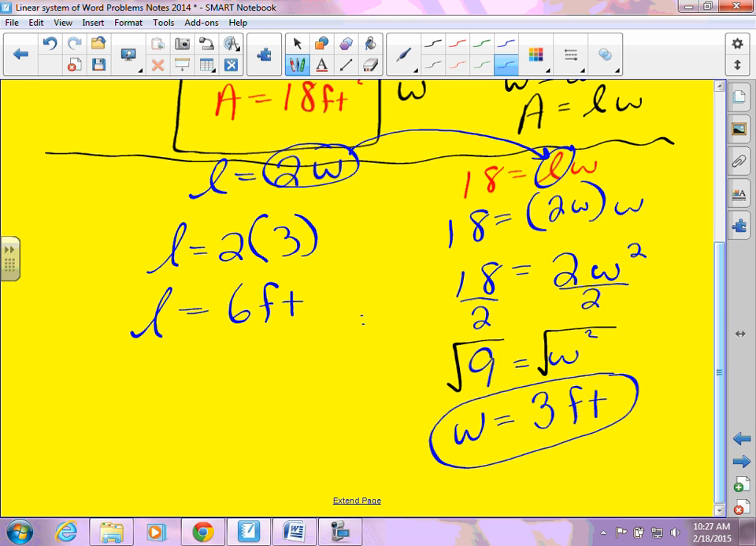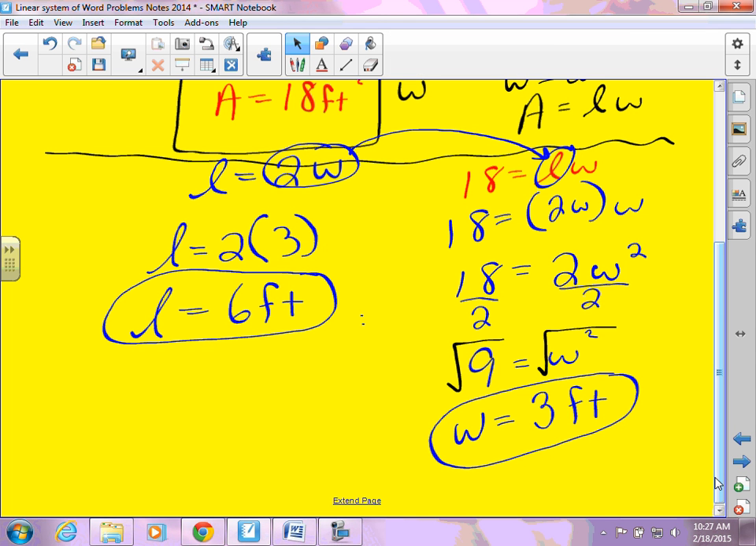Now, be really, really careful, because what students tend to do is rather than divide by 2 on this step right here, they want to square root it and then they want to divide it. You got to divide first and then you square root it. Think, I'm going to get my W by itself and then I'm going to take care of that too. Questions?